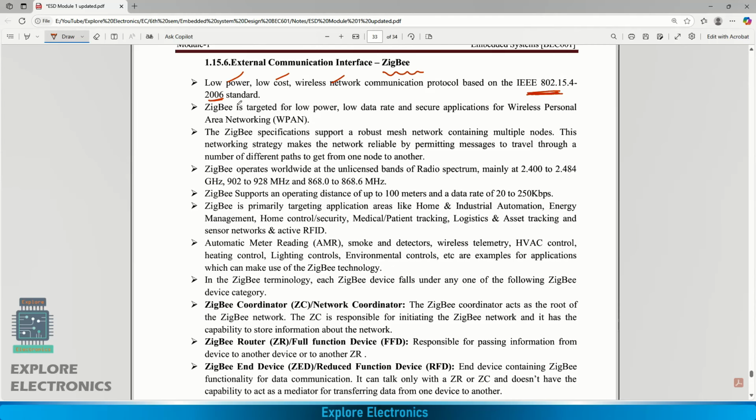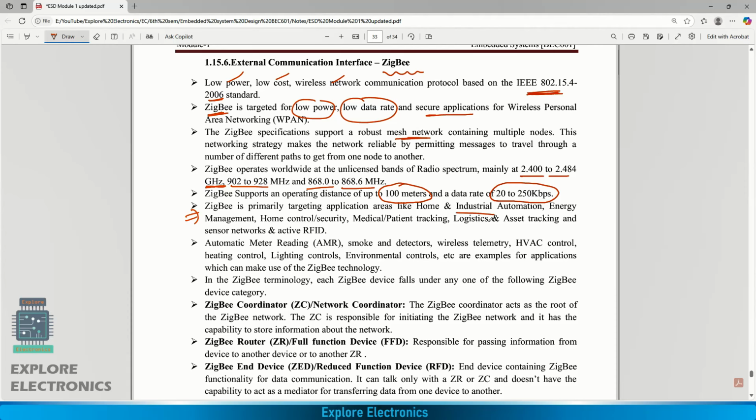802.15.4-2006 is the standard. This is a low power protocol actually. Low power, low data rate as well, and for secure applications we can use this in wireless personal networks. ZigBee supports a robust mesh kind of network with multiple nodes connected together, and this again uses the 2.4 gigahertz range, okay, and 902 to 928 megahertz and 868 to 868.6 megahertz. This is what the spectrum is. And up to 100 meters, this ZigBee can be used. Bluetooth will support up to 30 meters, right? And the data rate here is 20 to 250 kbps.